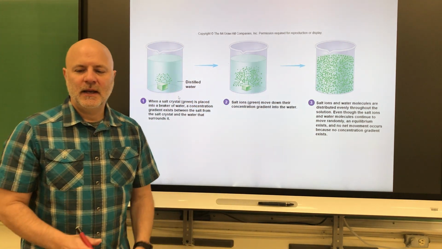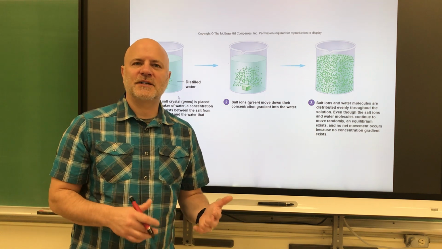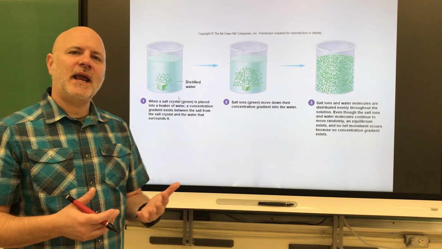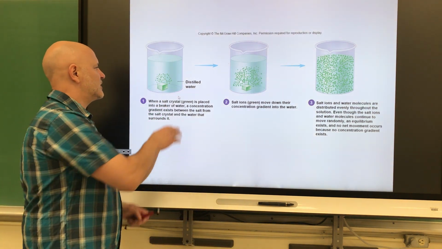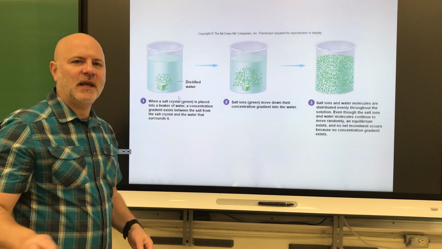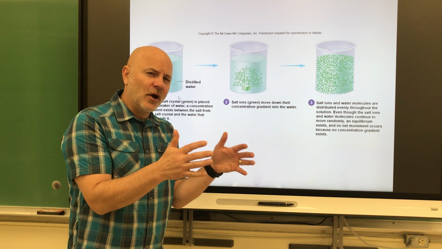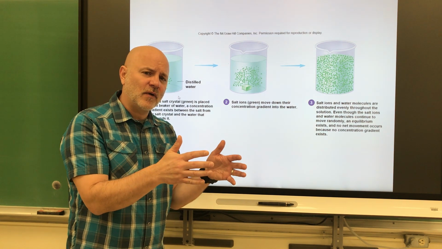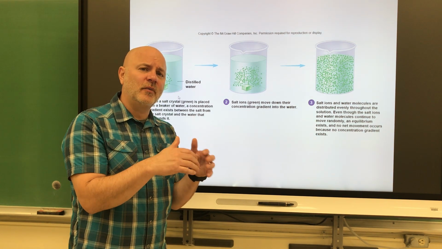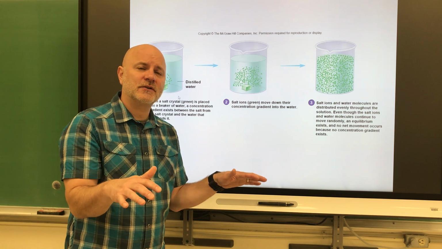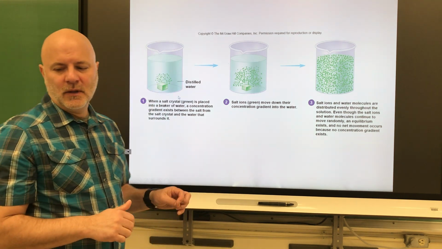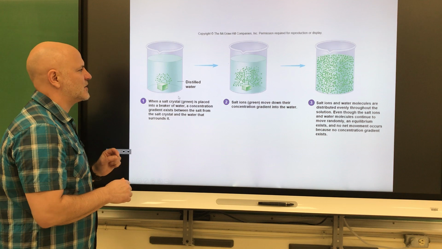Now, diffusion is caused by the random motion of molecules and their collisions. What's occurring here is just like the beginning of a game of pool. In the beginning of a game of pool, you take all the balls and put them into a rack, and you hit that rack with a cue ball, which hopefully spreads the balls throughout the table. That's what's occurring microscopically here.